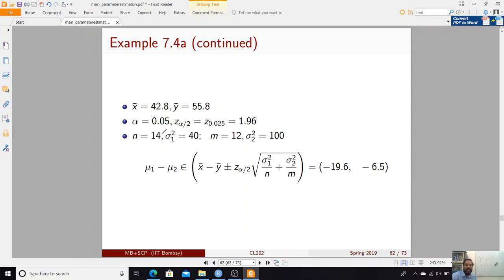So you have 14 samples of A and 12 samples of B, and you get values of minus 19.6 and minus 6.5. If you have understood everything we have discussed in this class, you should be able to interpret this. I think interpretation is more important than just knowing the tools to arrive at this interval. Clearly, I should be able to say that mu 2 is larger than mu 1, and so the voltage that cables from company B can withstand is much higher than the voltage that cables from company A can withstand. So which cable will you buy? Think about it. You'll buy the better cable, which can withstand a higher voltage, so you will end up buying cables from company B.